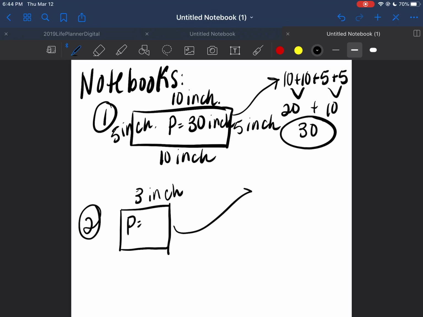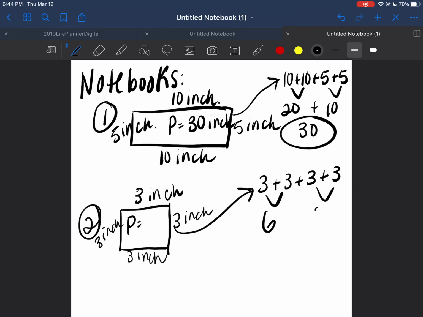Now let's check this square over here. I gave you a little hint that a square has 4 equal sides. So if this side is 3, then the other side must be 3. The bottom must be 3, and the right must be 3. To find perimeter, we add all of our sides together. So 3 plus 3 plus 3 plus 3. 3 plus 3 is 6. 3 plus 3 is 6. 6 plus 6 is 12. So P equals 12.